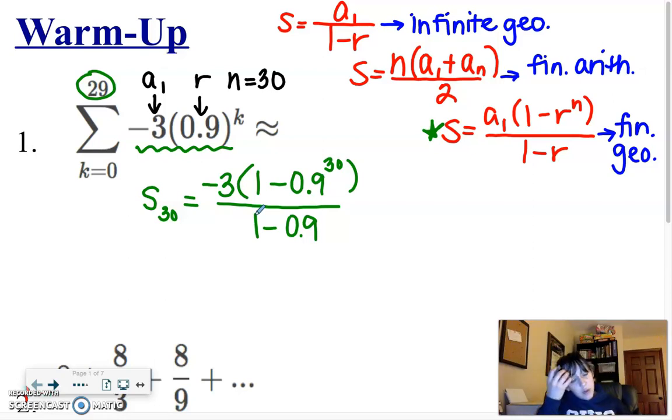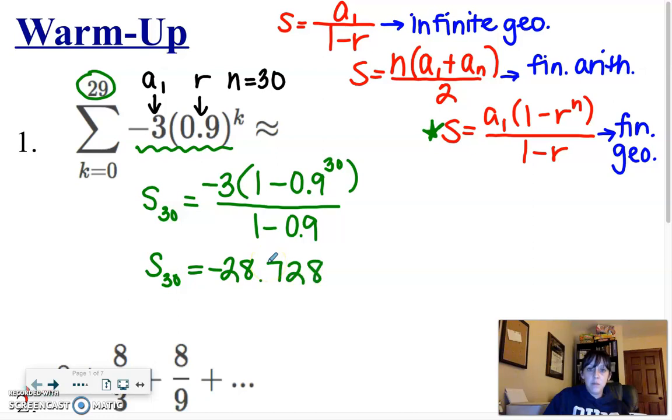Okay, and again, when you're typing in, I would suggest that you do it in chunks. So like I just typed in the part in the parentheses first, and then I'm going to times by -3, and I'm going to divide by 0.1. And my answer is approximately, and I'll round this, -28.728, rounded. Okay, moving on.